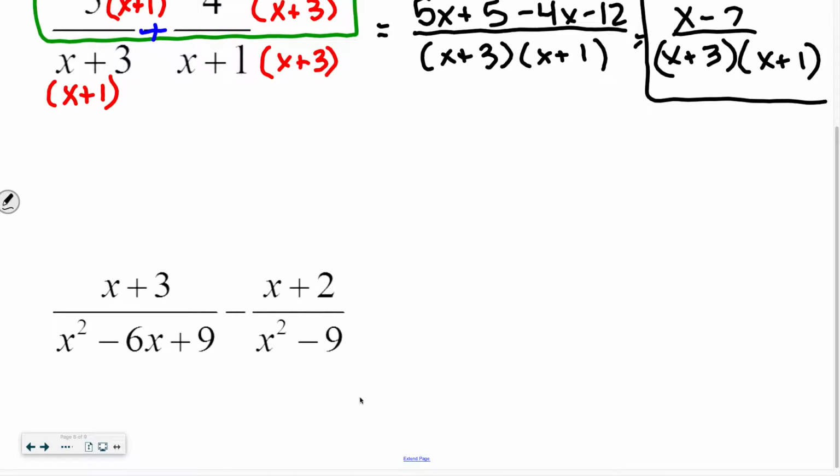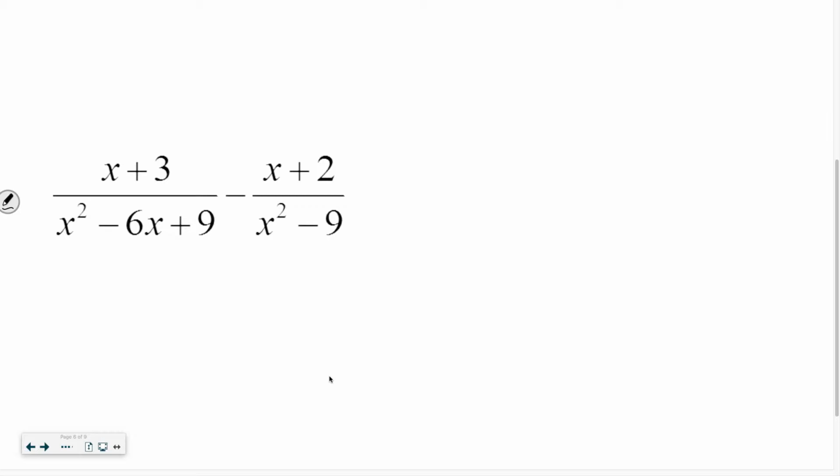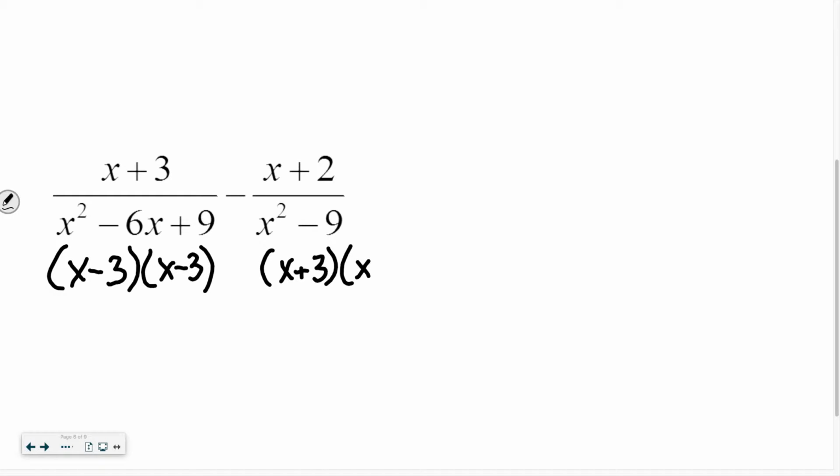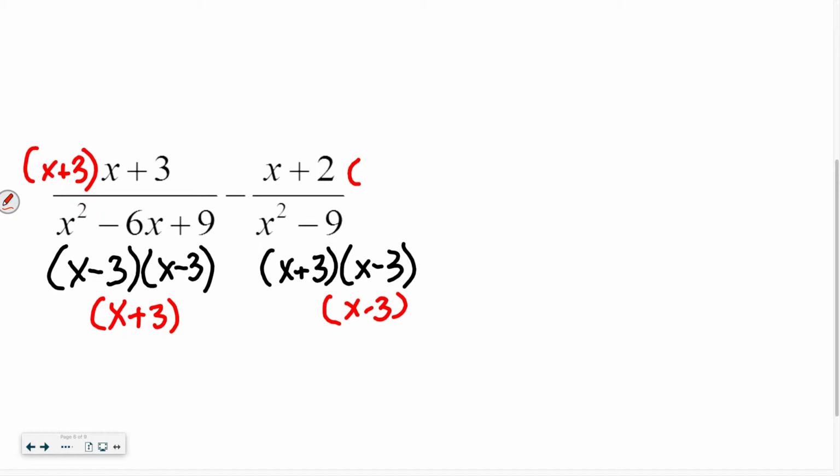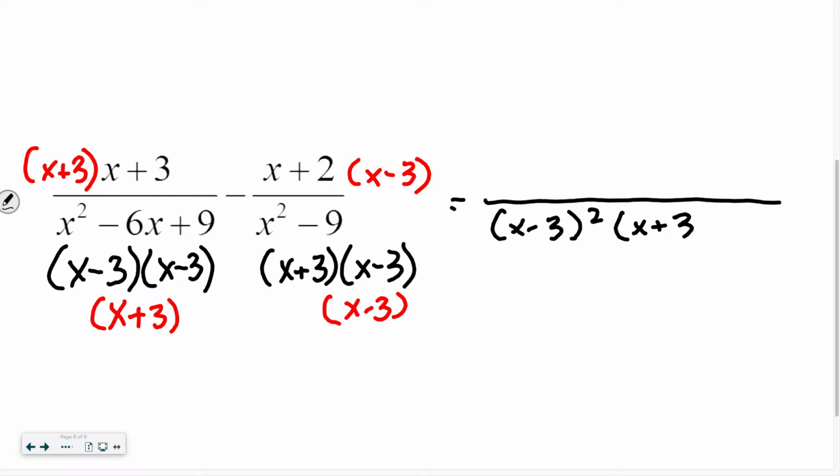All right, next problem. I can factor. So x squared minus 6x plus 9 is x minus 3 times x minus 3. x squared minus 9 is a difference of perfect squares, so this will be x plus 3, x minus 3. They share an x plus 3 in common, an x minus 3 in common. This first one needs an x plus 3. The second fraction needs another x minus 3. I can keep my denominator, x minus 3, I'm going to write this as squared times x plus 3. And then work in my numerator.